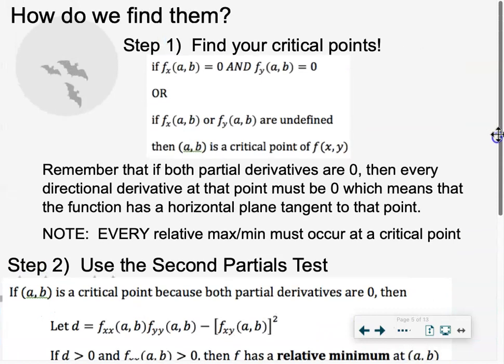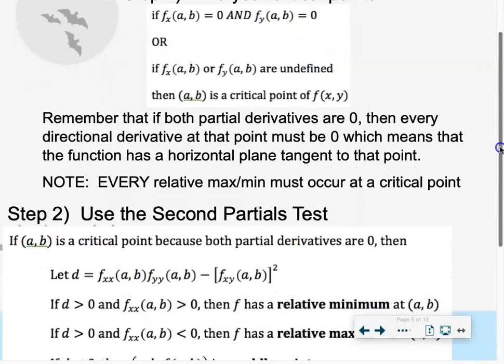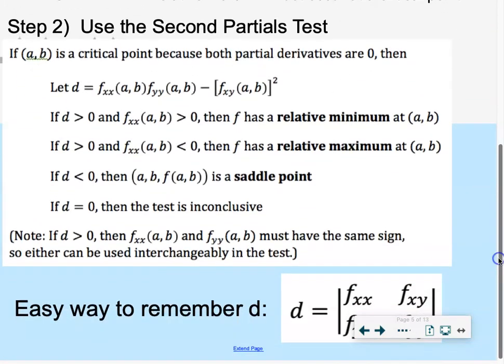Second partials test. So you found your critical points: you set your first partials equal to 0, you've solved your system, and you found your critical points. This is what we're going to use to test them. It's called the second partials test. Our new book calls it the second derivative test. I like to call it the second partials test just because it helps my brain keep it separate from our Calc 1 stuff.